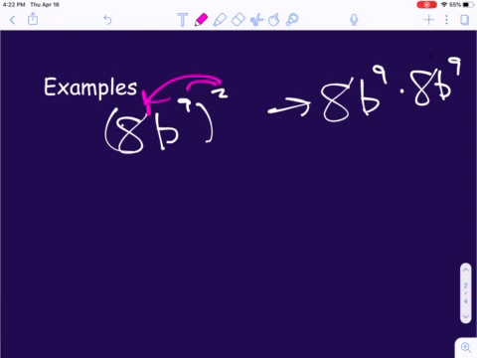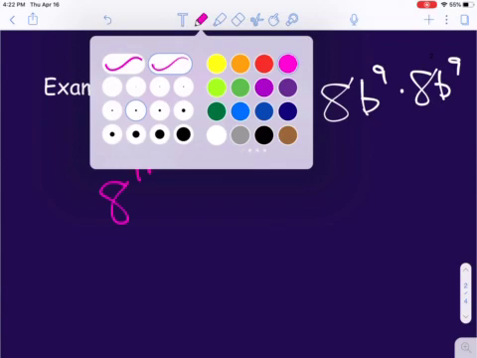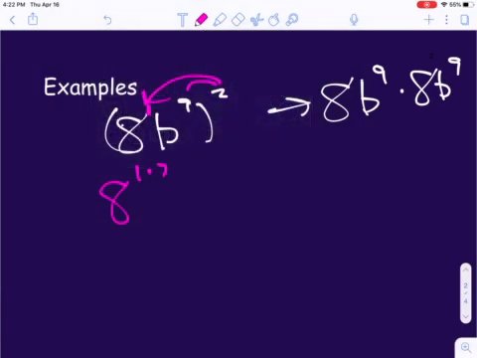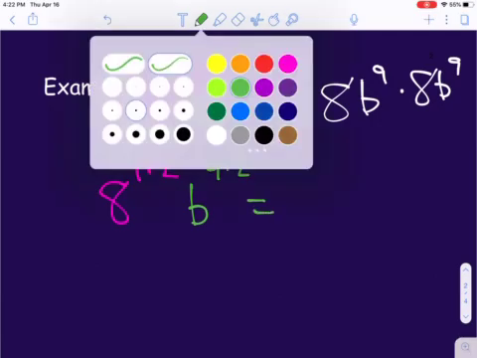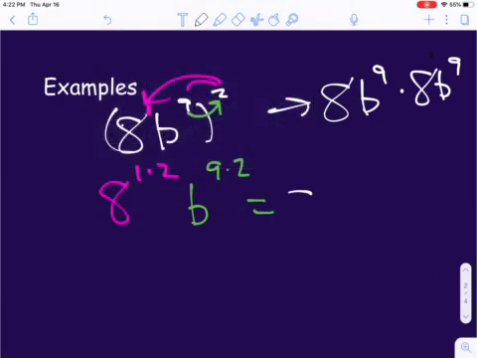Okay, so we're going to do this 8 first. So 8's our base, and we have 1 times 2. And then for our b, let's do b in green. We have b, and then my exponent is 9, and we're multiplying it by 2. And so we've broken it down, we've simplified it, and if we simplify that, it would give me 8.